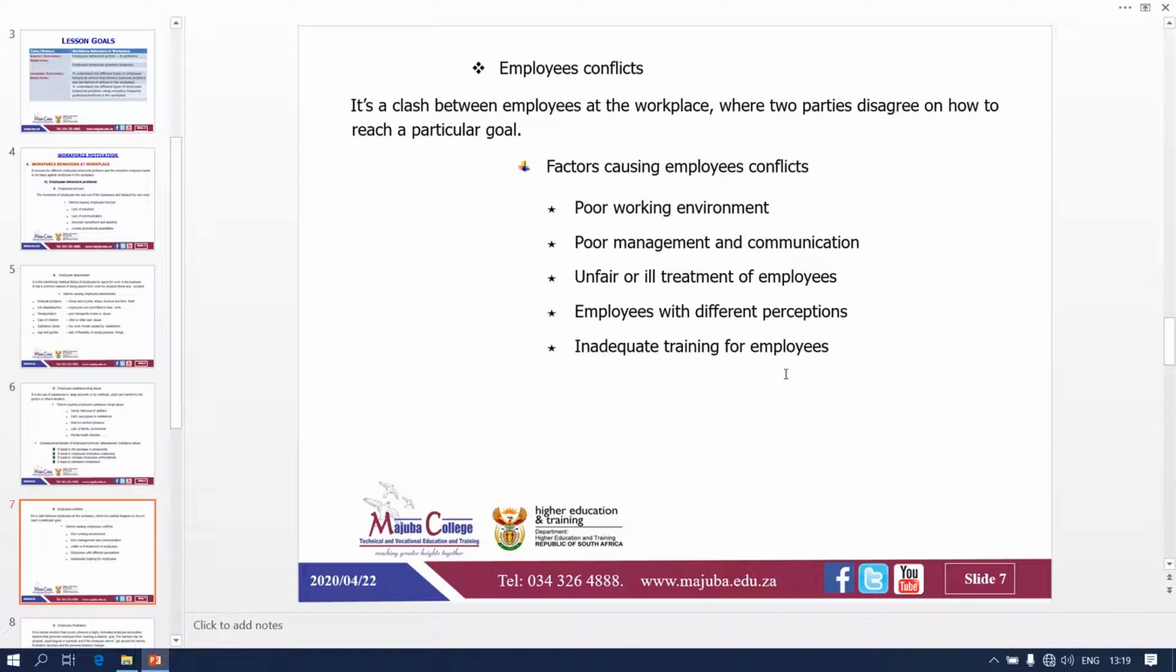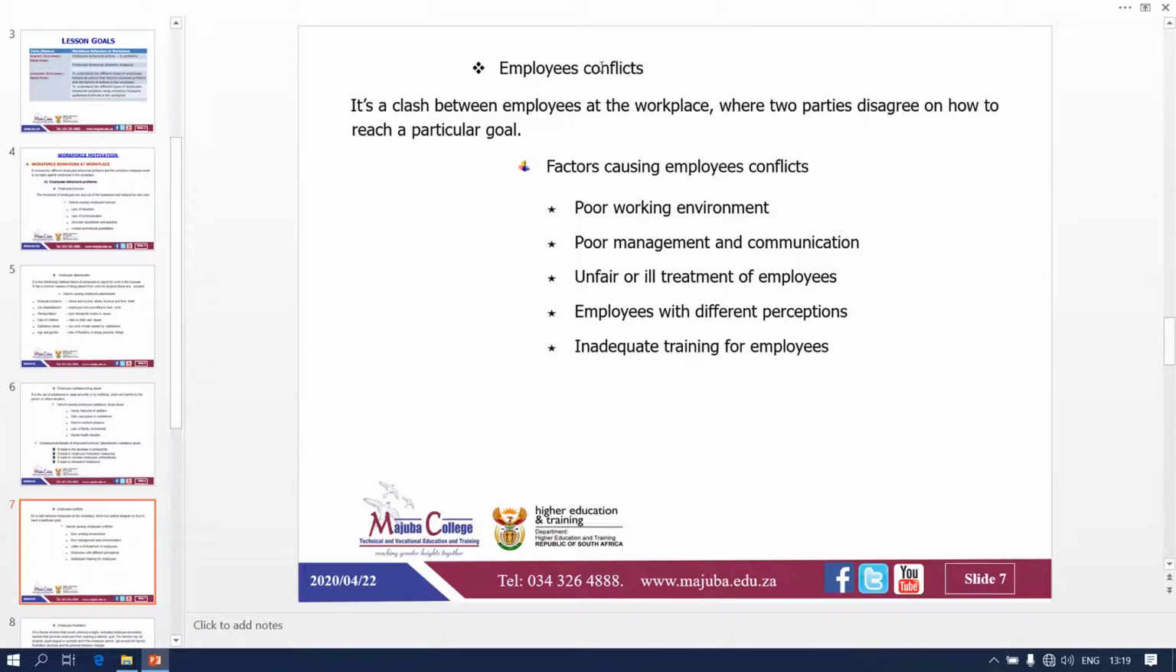Employees conflict. It's a clash between employees at the workplace where two parties disagree on how to reach a particular goal. Right? That is a conflict. Factors causing employees conflicts: poor working environment, poor management and communication, unfair or ill treatment of employees, employees with different perceptions, inadequate training for employees.